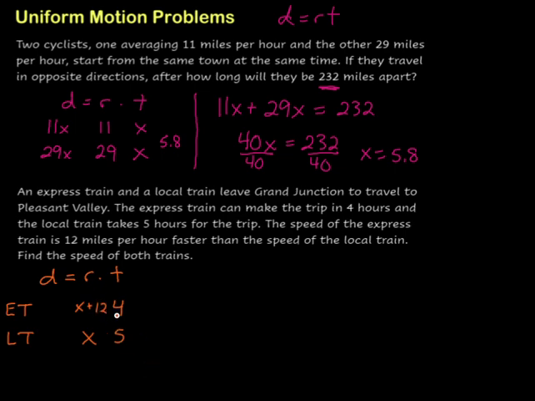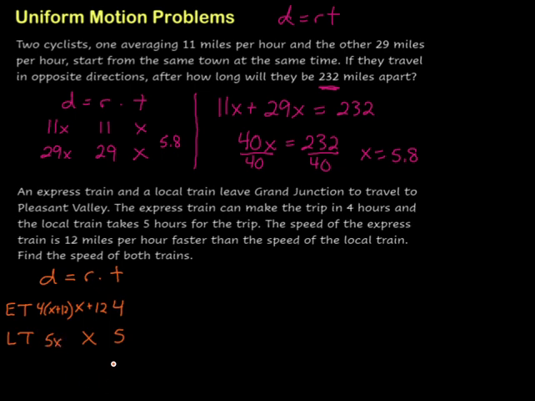Okay, so then remember, distance equals rate times time. So if I multiply these, that will get me the distance. So let's do that. We have 4 times (x plus 12). That's the distance for the express train. And then we have 5 times x, which is the distance for the local train.